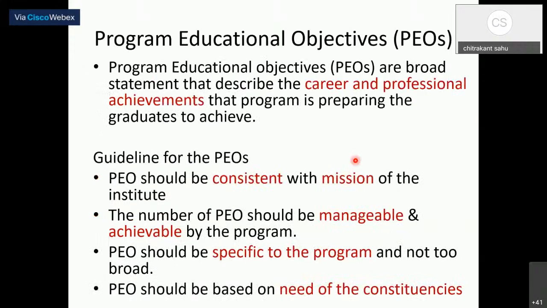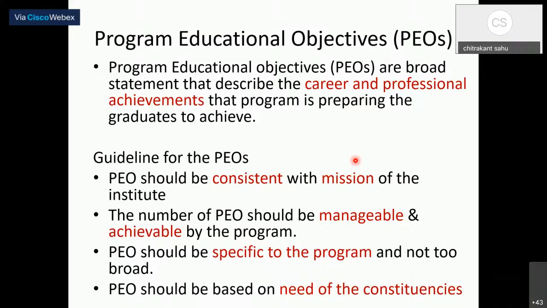And then we come to another part that I mentioned, that is called the long-term goal. Okay, program educational objective. So program educational objective is a long-term goal of a department or program. Okay, so program educational objective is a broad statement that describes the career and professional achievements that the program is preparing the graduate to achieve.